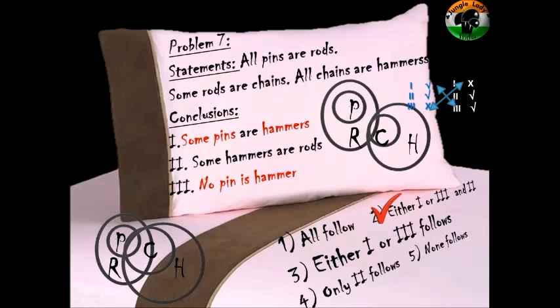Conclusion 1 is a tick in one diagram and conclusion 3 is a tick in the other diagram. Now I can take this as either-or, because even in the conclusions they indicate "some pins are hammers" and "no pin is hammer." Obviously that is either-or, and again I have checked it. In one part 1 is a tick, and in the other 3 is a tick. So obviously it is either 1 or 3, and 2. That is the correct answer.